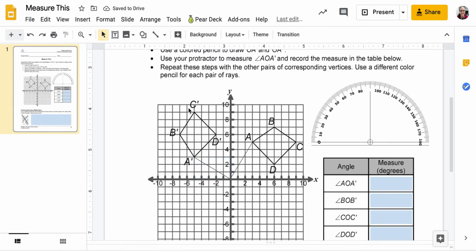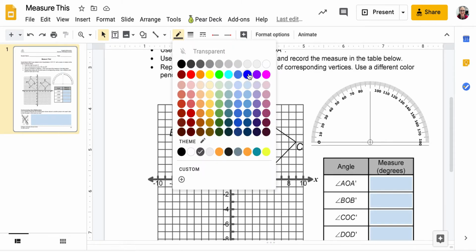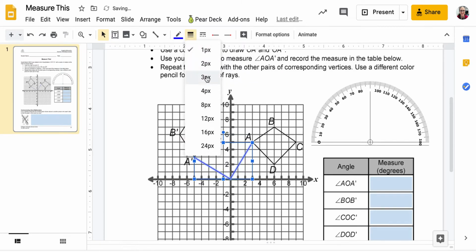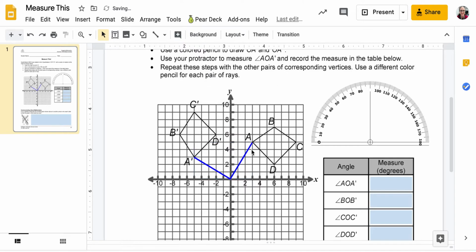So it might be a little bit easier to see those if I darken those lines or change their color. So let me do that. I'm going to make them blue and I'm going to make them a little bit thicker. Now they're easy to see. So this is the angle I'm trying to measure for angle AOA prime.